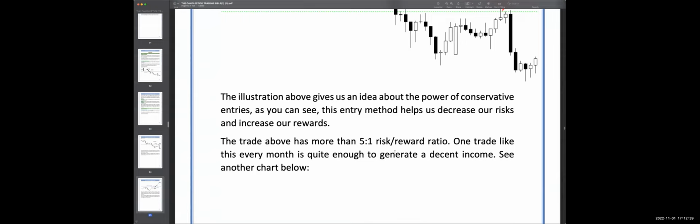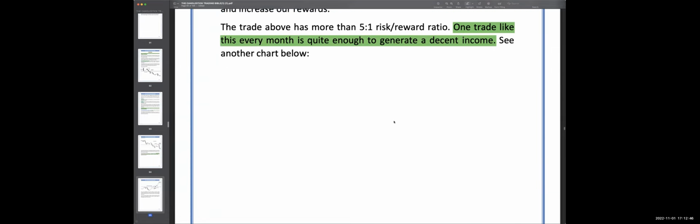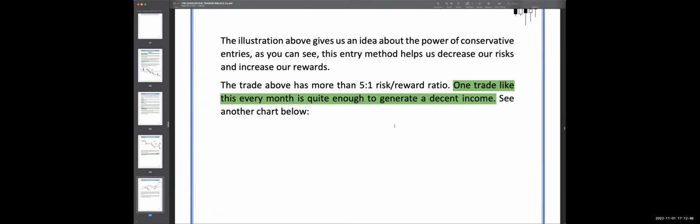One trade is enough to generate decent income. What it simply means is you don't have to trade every day. That's the first thing. You don't have to chase trades. You do not have to be on your charts always. Just be patient enough. Look at your chart. Look at what you're trading.